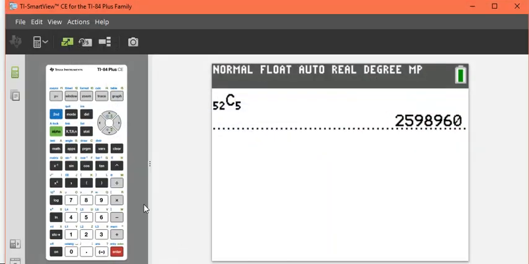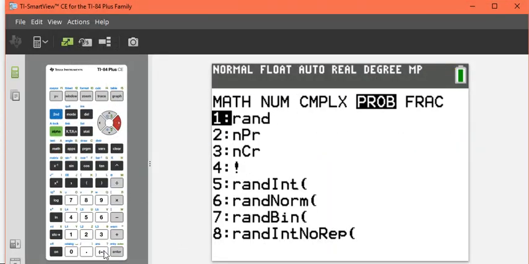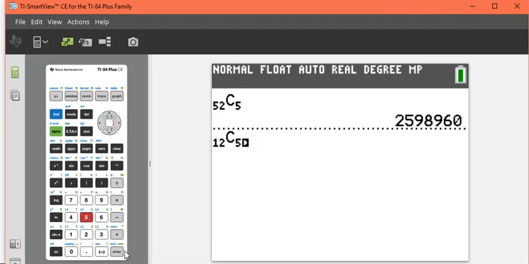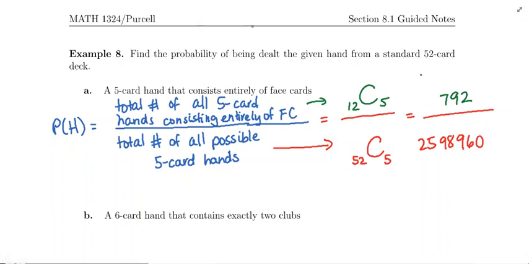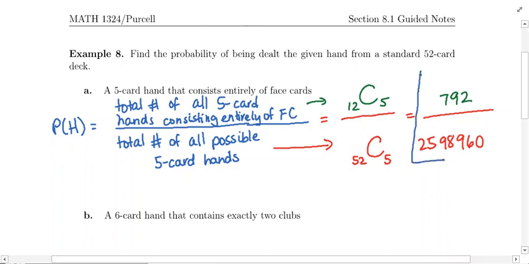So let's go put this in. We're going to do 12 choose 5, and there's our numerator. As expected, a lot less than the denominator. This is the probability. Very strange fraction, but that's it.